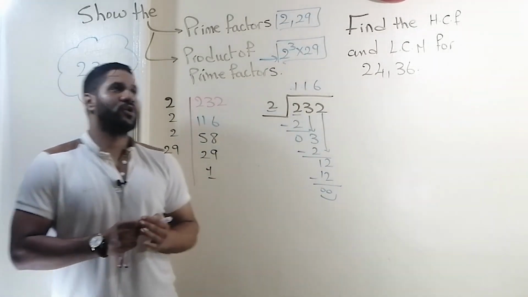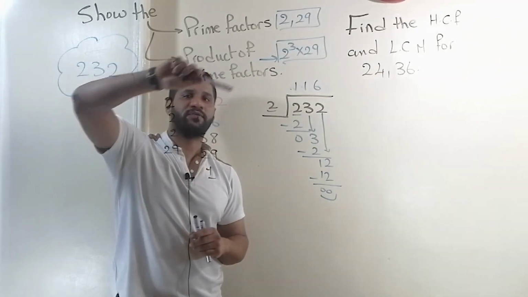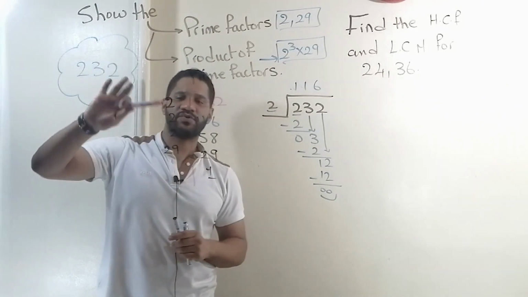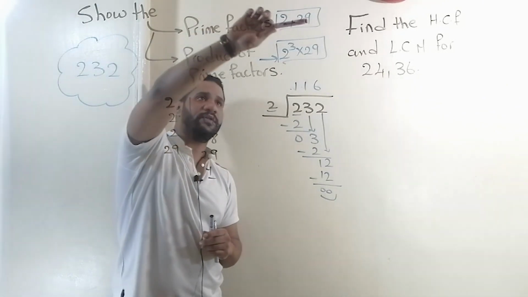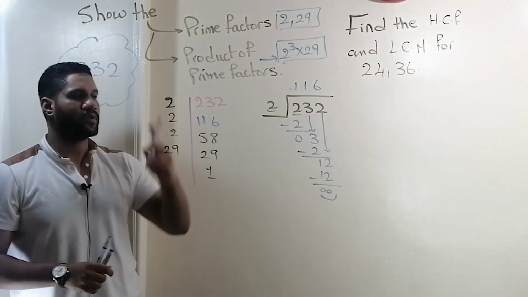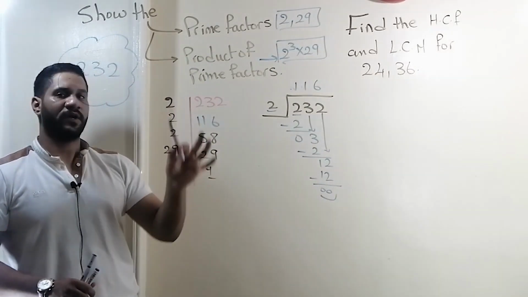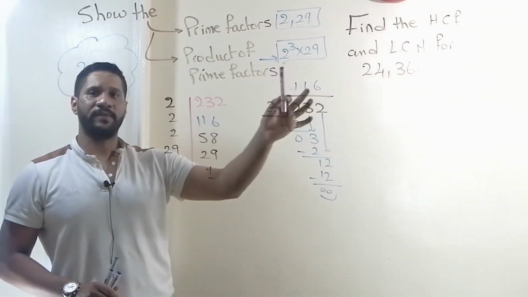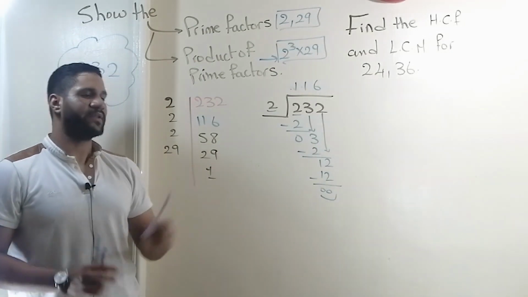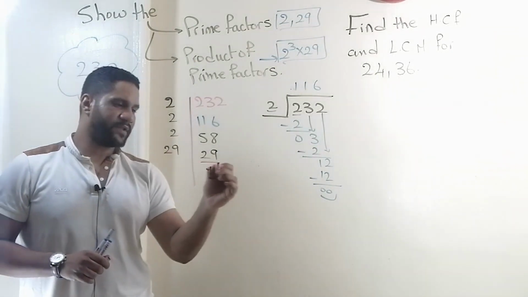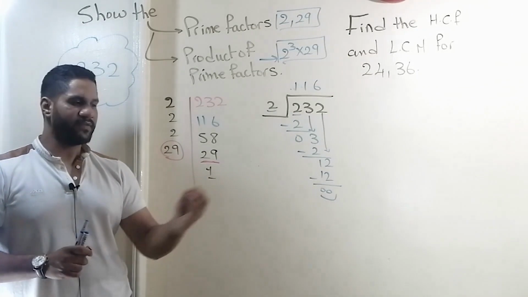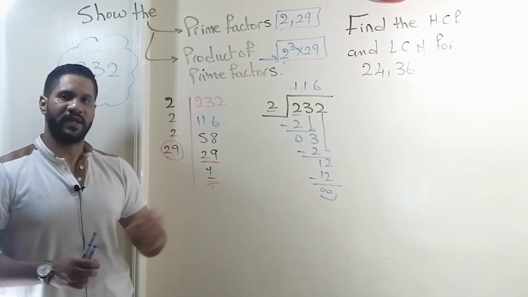So the difference between showing the prime factors and showing the product of prime factors: showing the prime factors, you show me the prime factors you used, which are 2 and 29. To show me the product of prime factors, I start writing 2, I use it 3 times, so 2 power 3 times 29. Of course, when you find the prime number, it's only divided by itself to give you 1, and you must always end with 1.